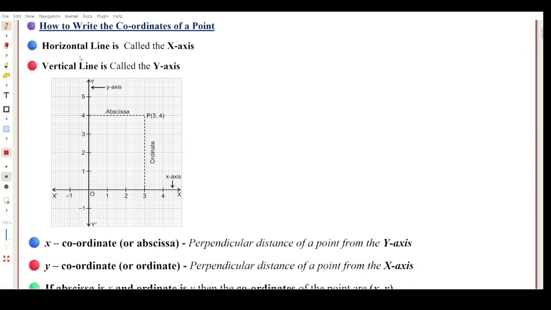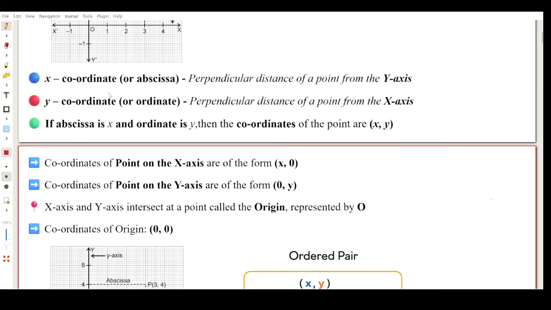Ready? Now, the horizontal line is called the x-axis, and the vertical line is called the y-axis. Next, another name for the x-coordinate is abscissa. Abscissa is the perpendicular distance of a point from the y-axis. The y-coordinate is the ordinate. Ordinate is the perpendicular distance of a point from the x-axis. If the abscissa is x, then the ordinate is y. The coordinate is written in the form x comma y. x is the first coordinate, y is the second coordinate.